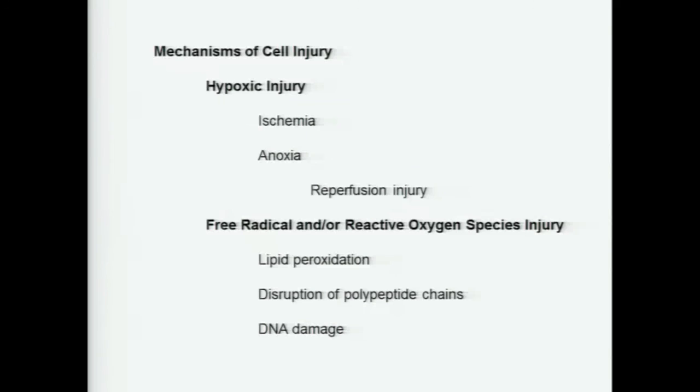But ischemia is a really important mechanism. Most of what we understand about the details of hypoxic injury to tissue comes from studies of ischemia, from heart disease, from coronary artery disease, and looking at the pathogenesis of cardiac ischemia. So that's really been the model for understanding hypoxic injury, and we'll look at the mechanism of that in a minute.